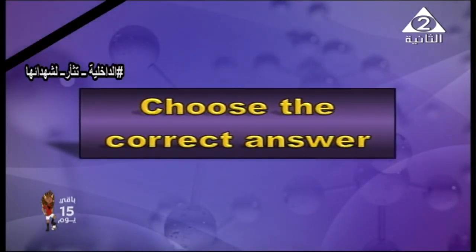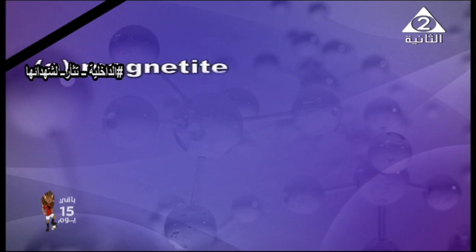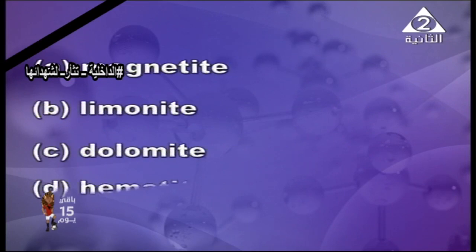Next type of question. Choose the correct answer. All the following compounds are iron ores except what? Magnetite, limonite, dolomite, hematite. If you think about it, yes, it will be dolomite.